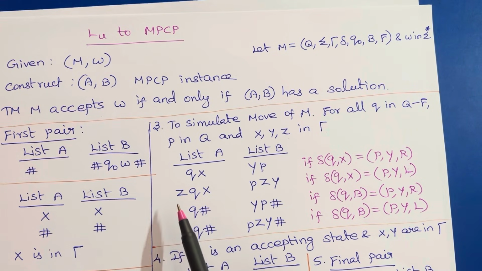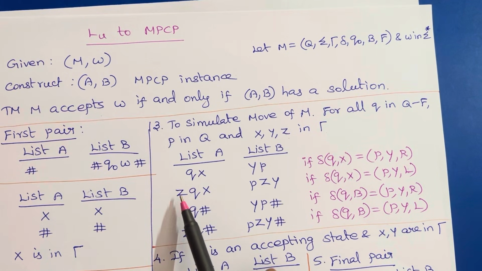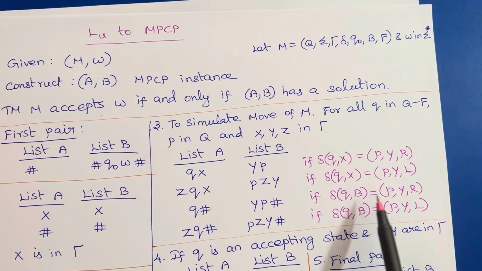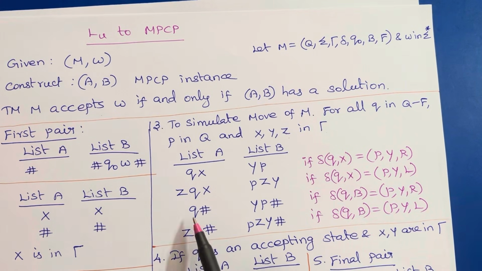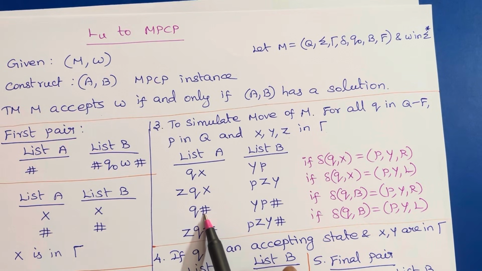Suppose the tape symbols are 0, 1, blank. Blank we can leave out. For 0 we need to write one rule, then for 1 we have to write one more rule. That means first we consider Z as 0, and next we consider Z as 1. We will discuss that in the example. Then the third case is if delta of q comma blank equals p comma Y comma right move. For blank and right move, in list A we need to write q and hash. Blank we should not write.